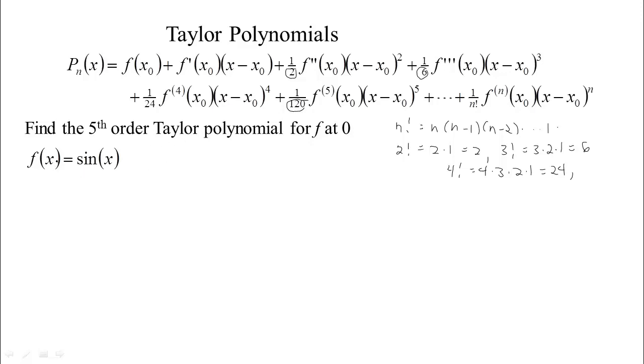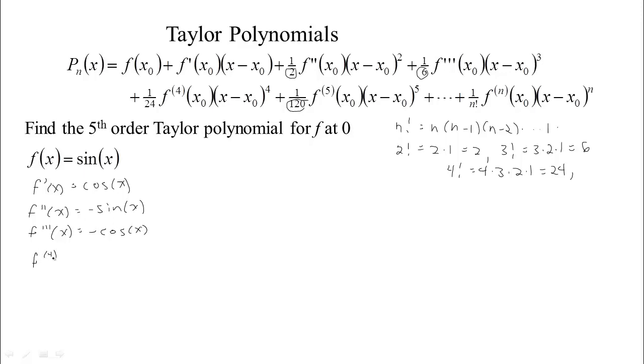Let's do an example with this function here, sine x. First, we know since we want to do the 5th order Taylor polynomial that we're going to have to find 5 derivatives. So let's just calculate the derivatives. The derivative of the sine is the cosine. The second derivative, take the derivative of that, right? The derivative of the cosine is the negative sine. The third derivative: the derivative of the negative sine is the negative cosine, so we get negative cosine here.